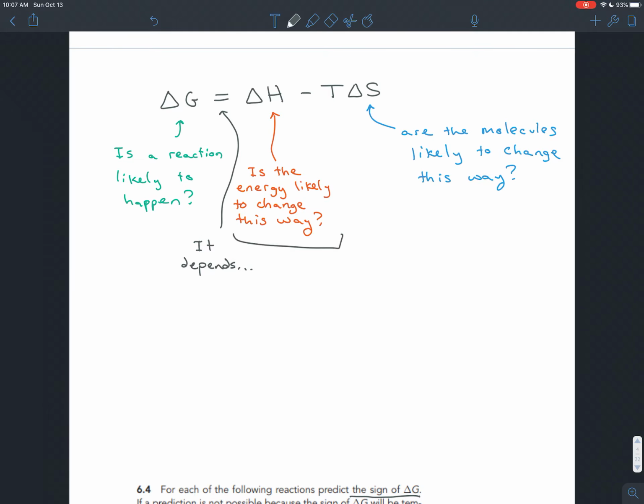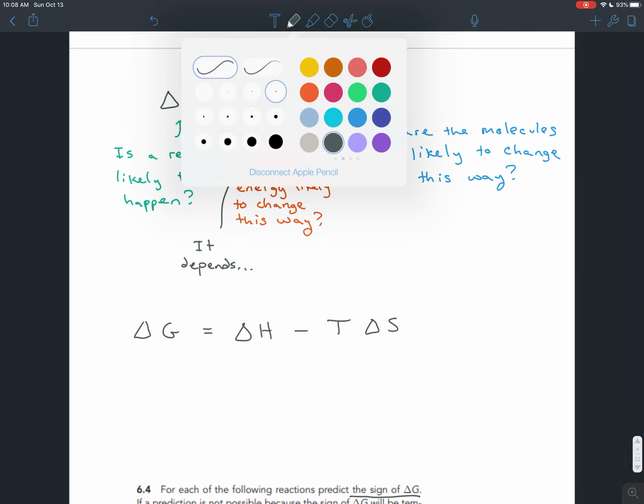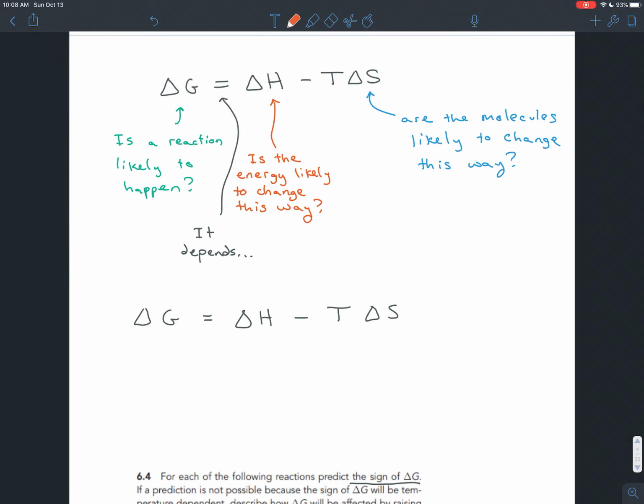happen? Well, is the energy likely to be arranged in this way? In other words, is the energy spread out? If you have, let me copy this equation. If you have an exothermic reaction, then the energy is spreading out. It's starting in one place and it's being released into the surroundings. It's spreading out. So that's likely to happen. And you'll notice when a reaction is exothermic, delta H is negative. And that helps to make delta G negative. In other words, it makes the reaction likely to happen.